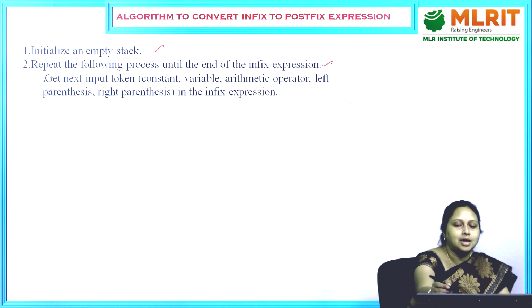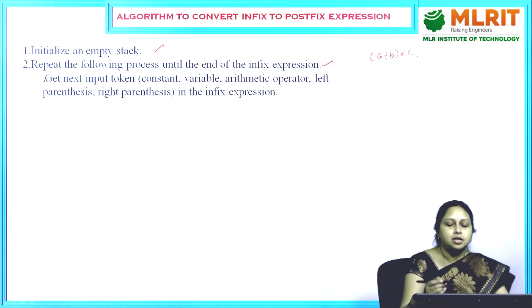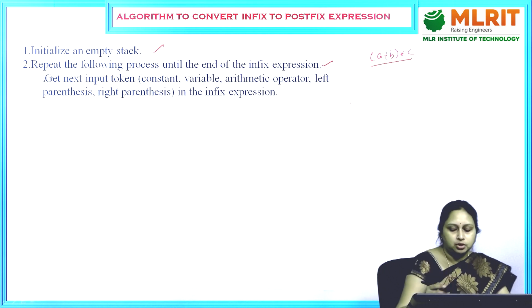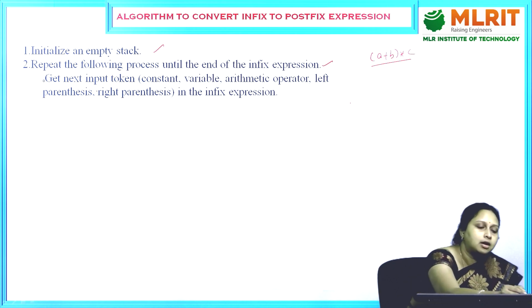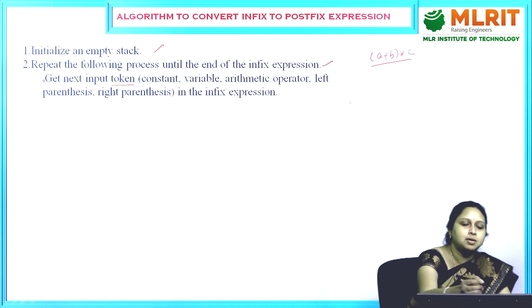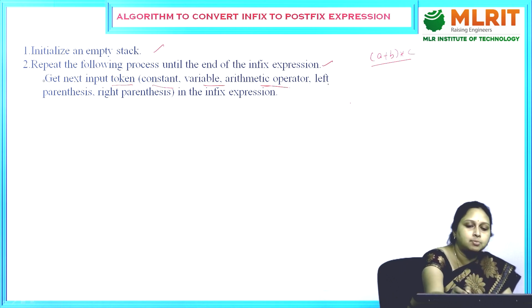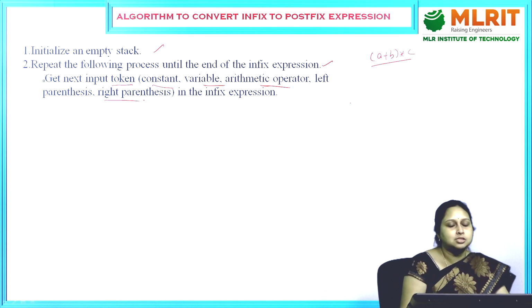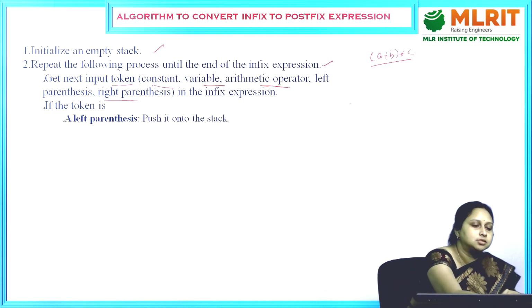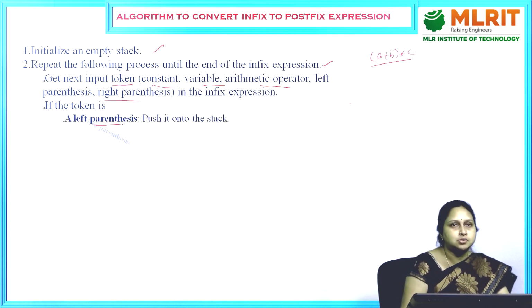We need to take an expression, consider A plus B into C. This is an expression that was given. First we take this and we take an empty stack. Then we check each and every character. In that, a token may be a constant value, variable, arithmetic operator, left parenthesis or right parenthesis, anything it can have. If the token is a left parenthesis, what are we going to do? We are going to push it onto the stack.